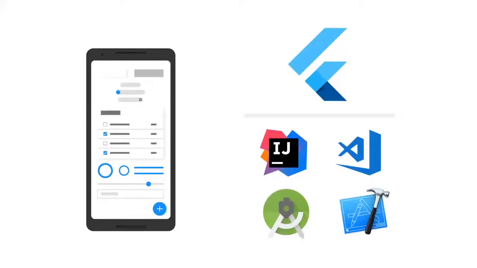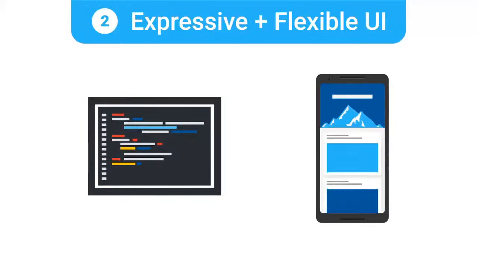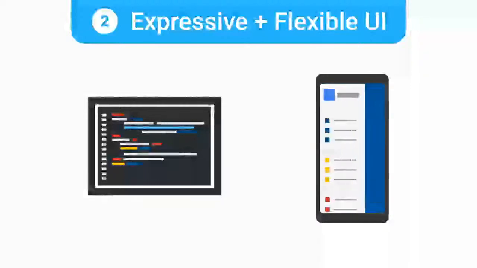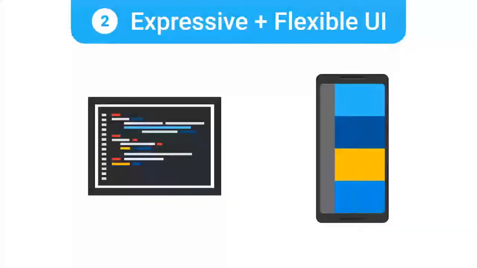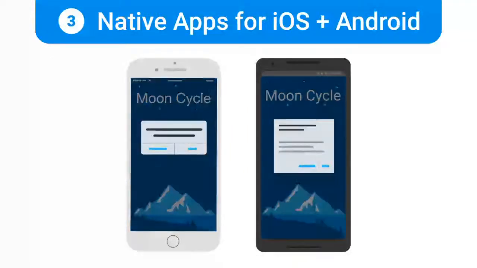Flutter moves the widgets, rendering, animation, and gestures into the framework to give you complete control over every pixel on the screen. This means you have flexibility to build custom designs. Flutter apps follow platform conventions and interface details such as scrolling, navigation, icons, fonts, and more.